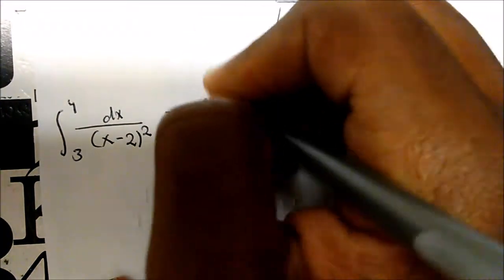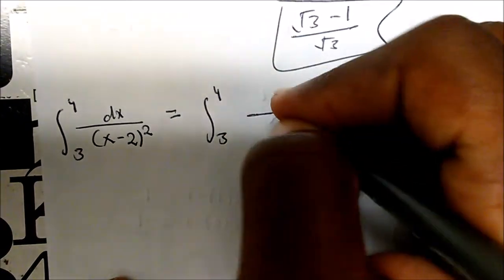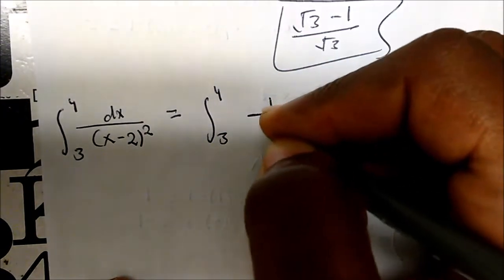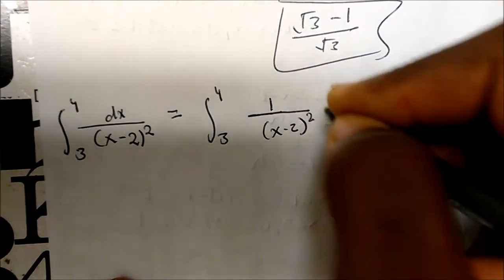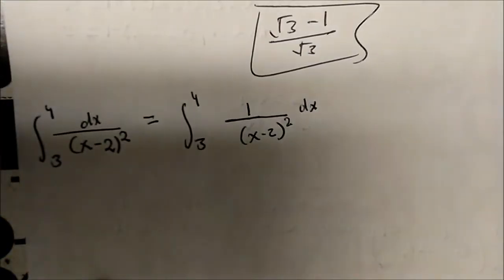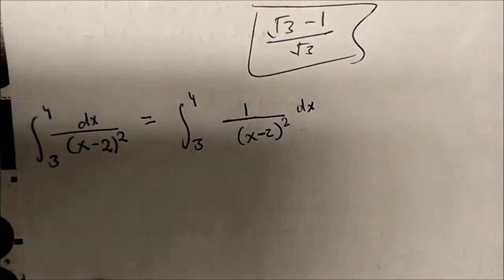Let's look at this one right here. The integral from 3 to 4 of 1 dx divided by x minus 2 squared. Well, again, I always like to rewrite my integrals, showing that I have a 1. So this is just 1 over x minus 2 squared dx. What will be my u?